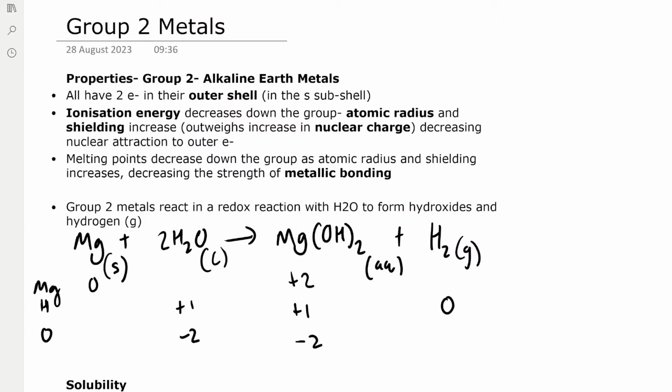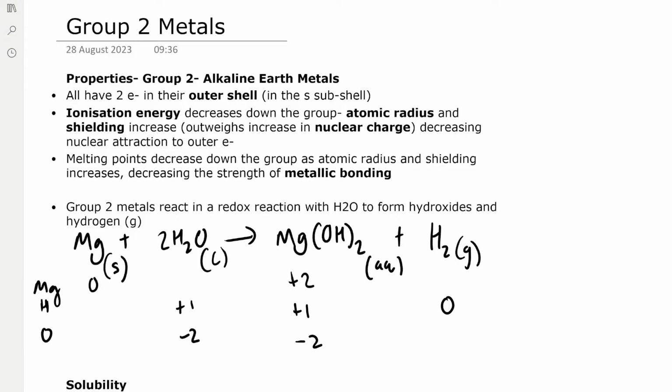So the properties of group 2, which are the alkaline earth metals, they all have 2 electrons in their outer shell, so in the s subshell, and the ionization energy of group 2 metals decreases down the group because atomic radius and shielding increase, which outweighs the increase in nuclear charge, decreasing the nuclear attraction to the outer electrons. Melting points decrease down the group because atomic radius and shielding increases, which decreases the strength of metallic bonding between the metal ions, so less energy is required to overcome the metallic bonding.